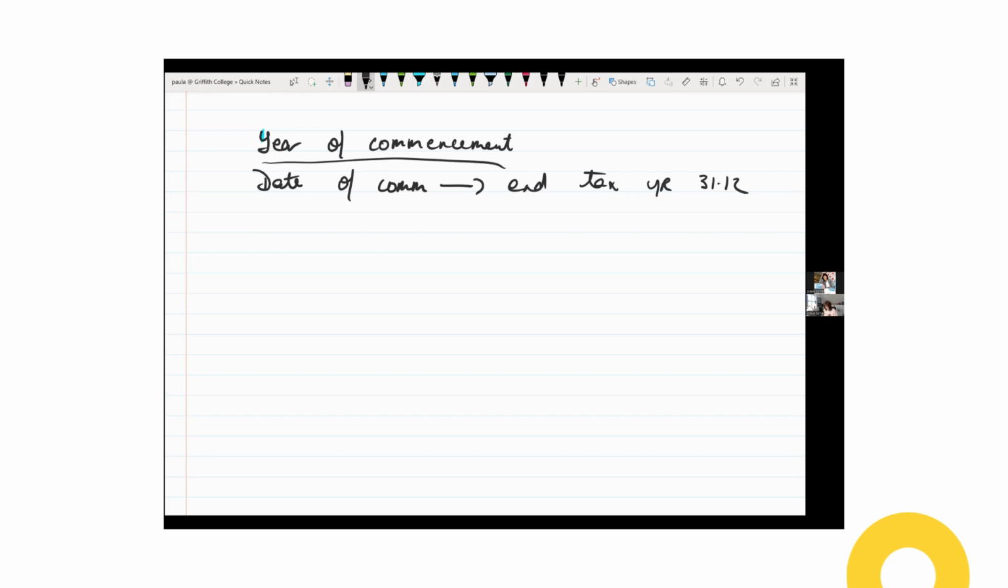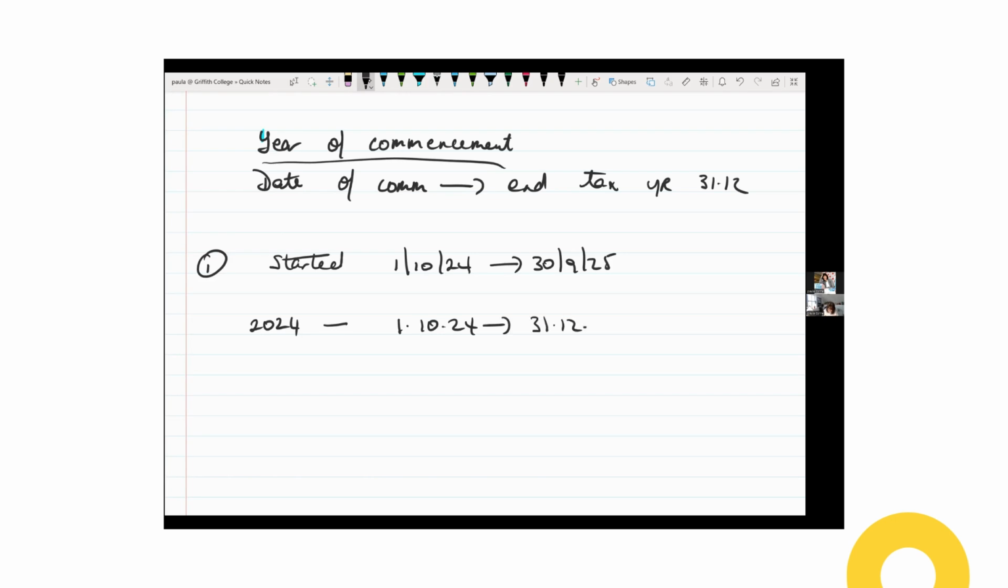Okay, so the first example we look at is, let's say, example one, I started or I commenced a business, and let's say I started it on the 1st of October 2024, and I made my accounts up until the 30th of the 9th, 25. So that is 12 months, my accounting period. And 2024 is my year of commencement, and I will be assessed on the profits that were earned from the 1st of the 10th, 24 until the 31st of the 12th, 24.